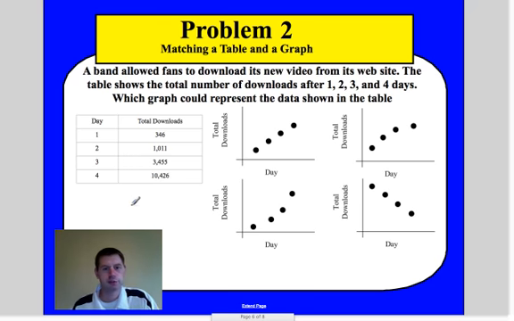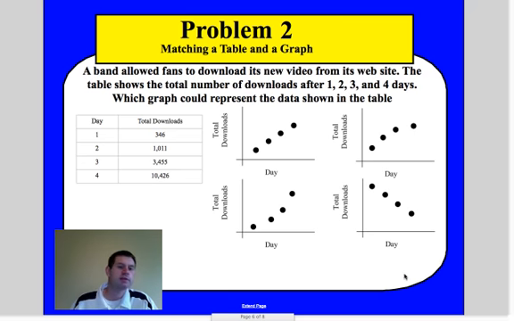Okay, the other thing we're going to do is going to be matching up a table and a graph. So it says a band allowed fans to download its new video from its website. The table shows the number of downloads after 1, 2, 3, and 4 days. Okay, which graph could represent the data shown in the table? So we see in the table that day 1 there was 346 downloads. So obviously there's some word of mouth going on. People are talking about it. And then day 2 we're up to 1,011 downloads. And then day 3 we're at 3,455. Day 4 we're at 10,426. So which one does that represent?